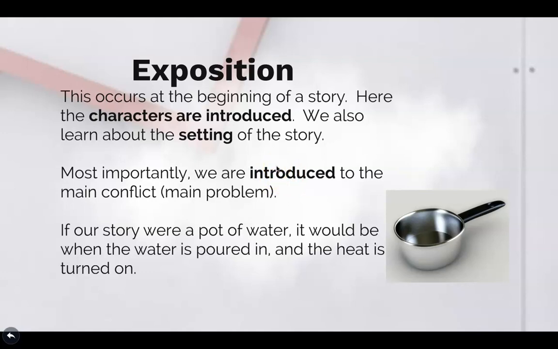If we're talking about a pot of water as a metaphor for the story, this is where we get the water, we get the pot, we put it on the stove, we pour it in, and we start turning it on. Things start going.